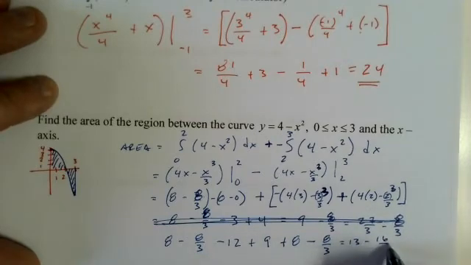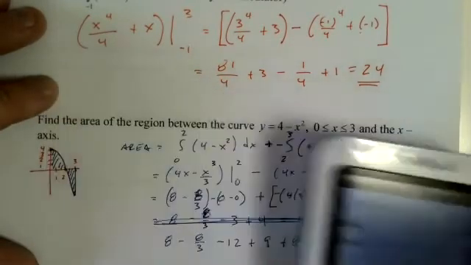13 minus 16/3. 3 times 13 is 39, minus 16, and my brain just scrambled up, so I'm actually gonna put it into my calculator. Equals, this time I got it right, 23 thirds.